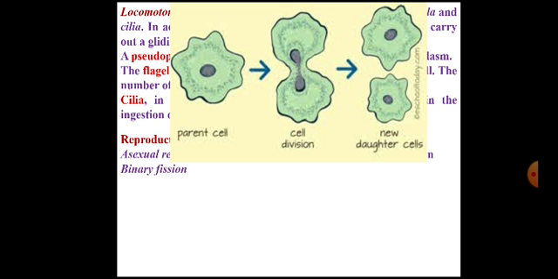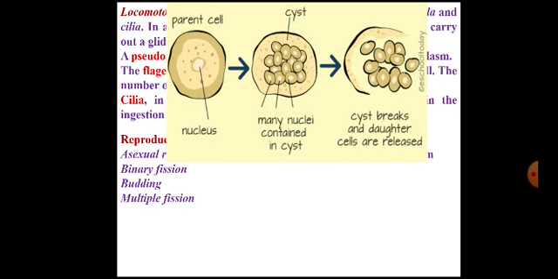One cell divides into two equal cells. Second one is budding. This phenomenon is same as we have studied in case of yeast. There is a protozoan cell, a small bud protrudes out, and then that bud grows and ultimately leads to the formation of a separate cell, and it separates from the mother cell. Third type of division is multiple fission.